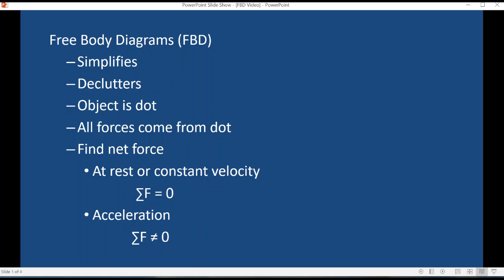So when we look at these different practice problems and we draw all the forces that come out from that dot, we want to find the net force. If our object is not moving, if it's at rest, or if it's moving at a constant velocity, then the net force will always be equal to 0. That's according to Newton's first law. If the object is accelerating, then the net force cannot be equal to 0. And we'll find out a little bit later that that would be conditions for Newton's second law.